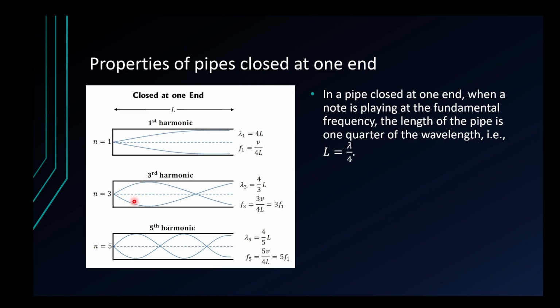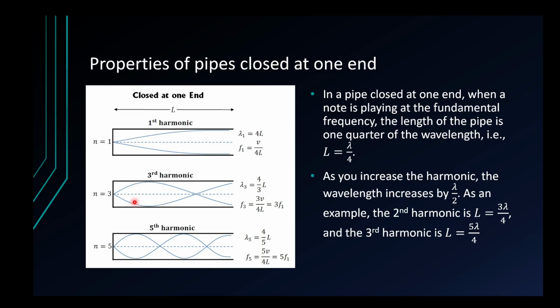And then when you go up, each harmonic increases by a factor of lambda over 2. So the second harmonic is lambda over 4 plus another lambda over 2, so that becomes 3 lambda over 4. The third harmonic is 5 lambda over 4, and so on.